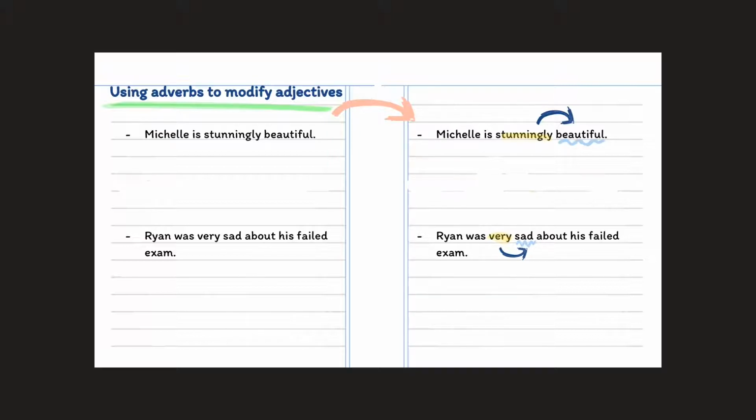Let's take a look at the second example. Ryan was very sad about his failed exam. So we can say very is used to describe the adjective sad. How sad? He was very, very sad. Or you can say he was extremely sad. So we can also use adverbs to modify adjectives.